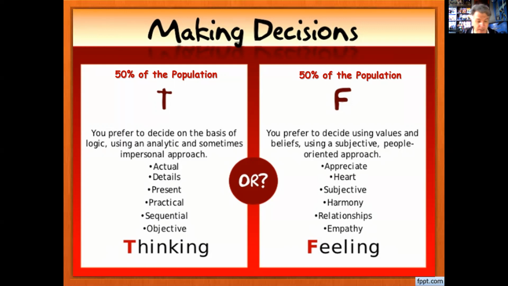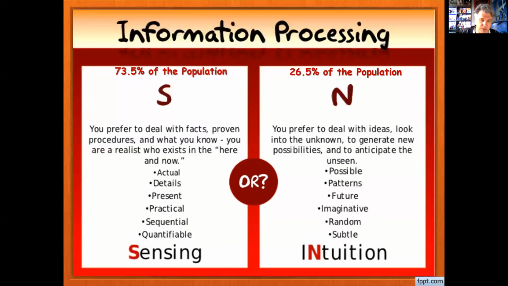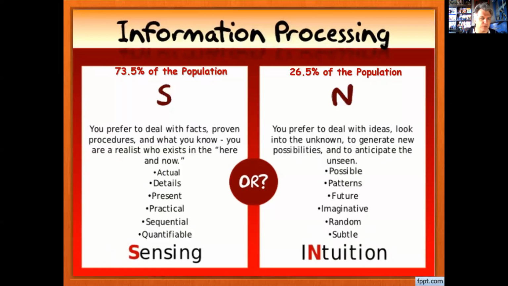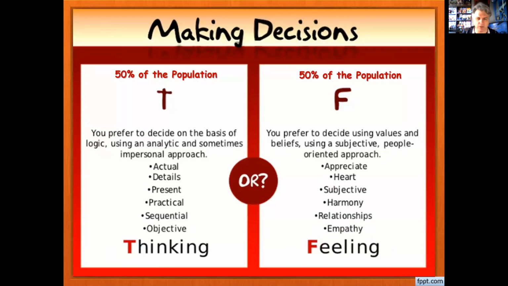And again, when you take a look at any of these letters, I'm not saying the E is better than the I or vice versa, or the S is better than the N, or the T is better than the F. It's just types that we are. And it sort of becomes our sense of normal. But again, kind of a 50-50 split in the population on that.